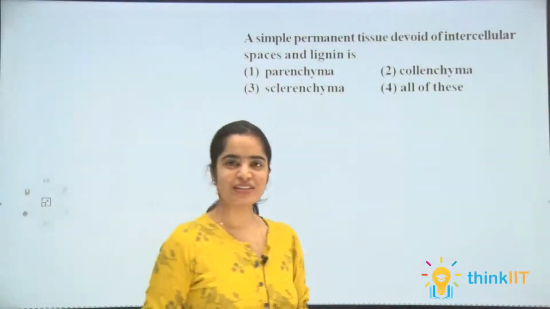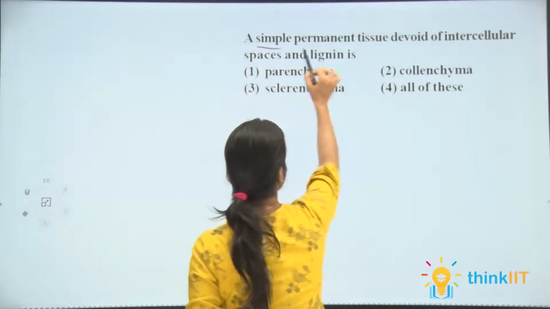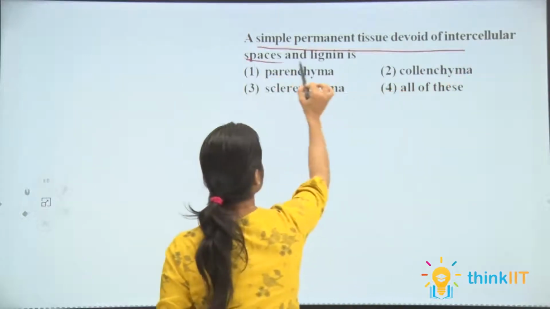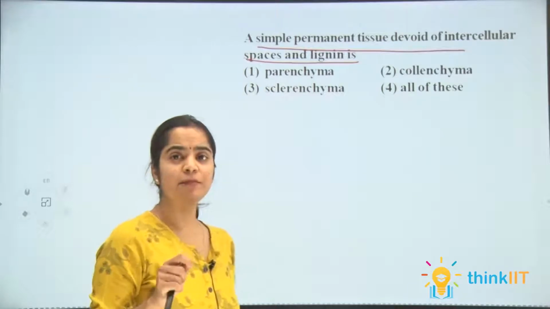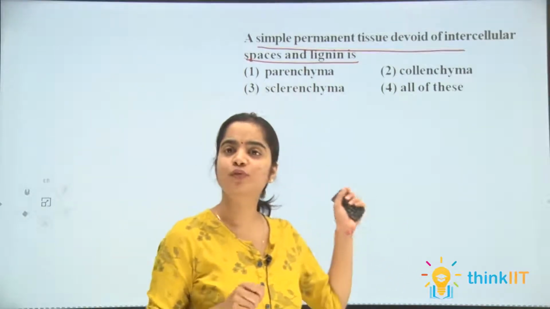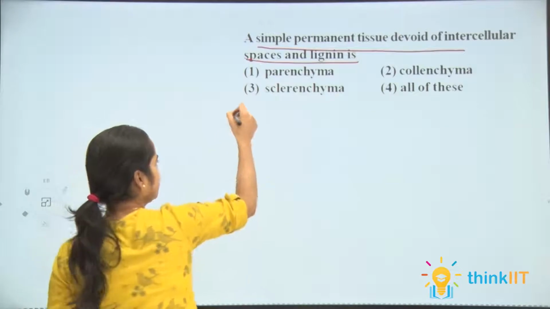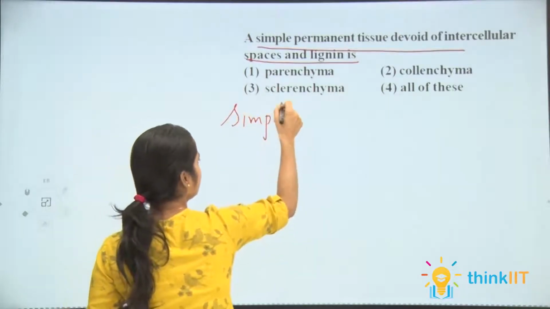Here is a question, students. This question says that the simple permanent tissue devoid of the intercellular spaces and lignin is... Okay, they are asking about the specific property, the characteristic, of one of the following tissues. So first you need to understand about the simple permanent tissue.